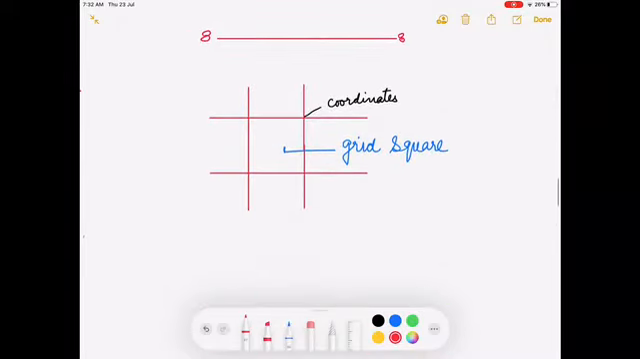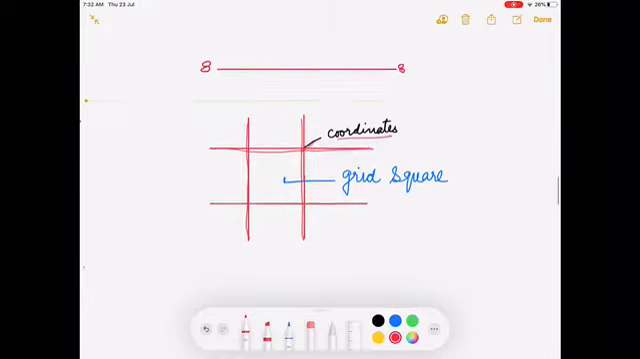This you can see where these are the eastings, these are the horizontal lines, here they are meeting. This point is known as a coordinate, right?